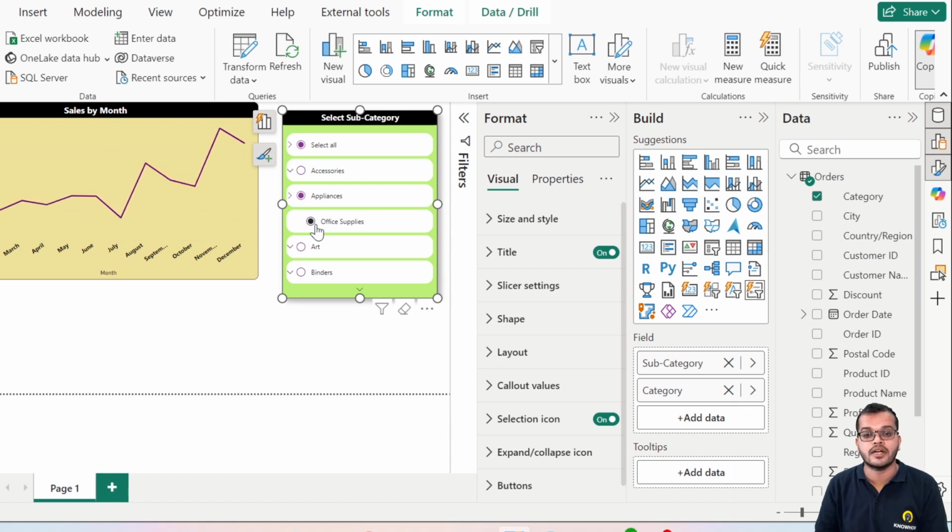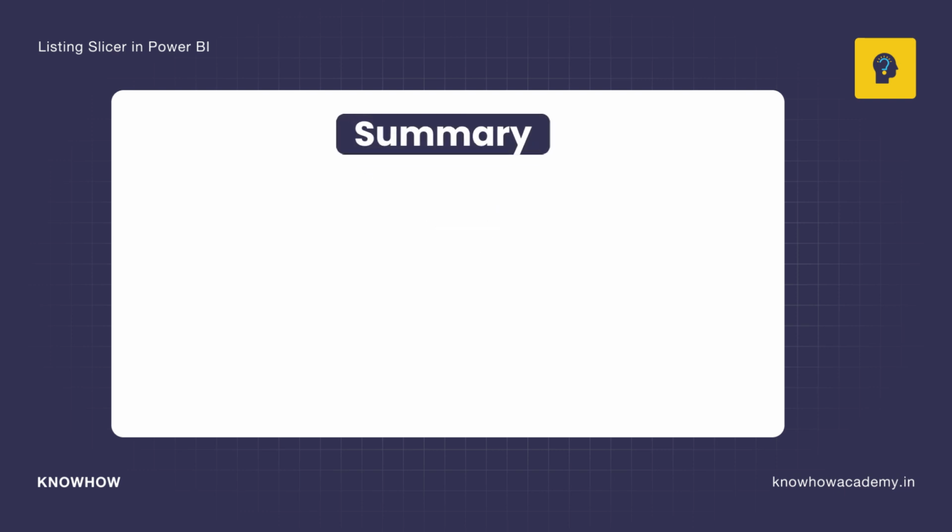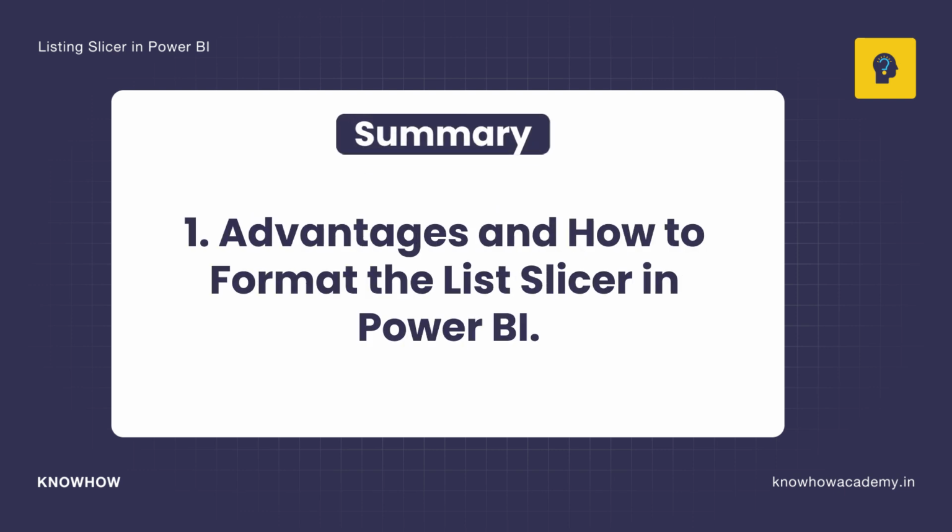So under office supplies, under appliances, this feature is not available for the regular slicer that we have, but the list slicer is a very interesting thing, and a very representative way also we can use this list slicer. So my dear viewers, in this video we have seen the advantages and how beautifully we can format the list slicer in Power BI.